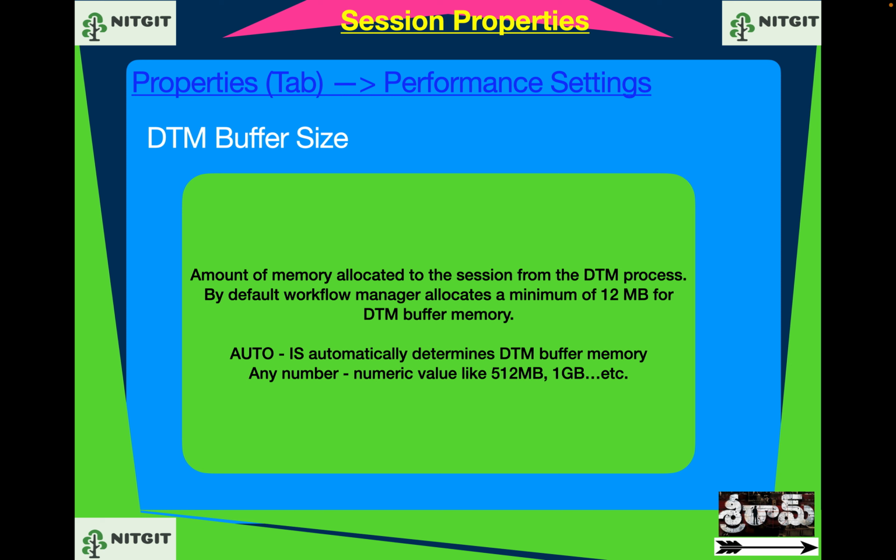Okay. By default, Workflow Manager allocates a minimum of 12 MB for DTM buffer memory. The property is set to auto because the integration service automatically determines DTM buffer memory depending on the load and depending on the CPU and memory, other properties of the configuration. Or you can give any number. It must be a numeric value appended with MB, GB and so on. So you can give 512 MB, 1 GB, like that.